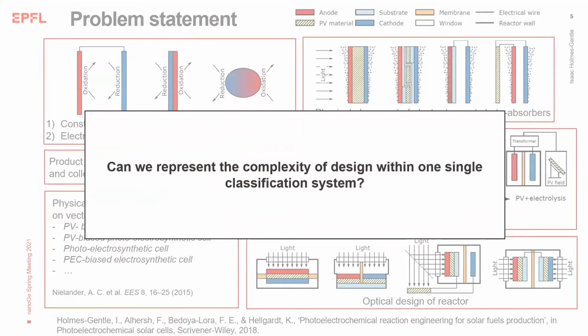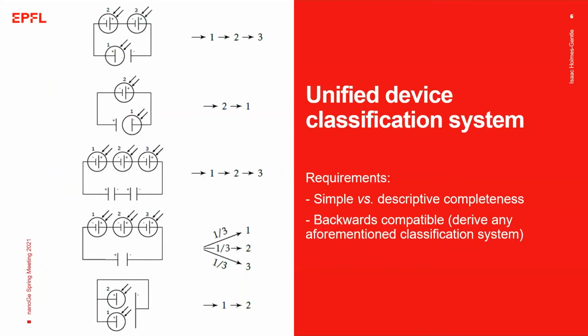So can we represent the complexity of design within one single classification system? And so that's what I'm going to attempt to do here with this unified device classification system. And the requirements for this are that it must be simple, but it also must have the ability to be descriptively complete. It also must be backwards compatible, so any of the aforementioned classification systems should be derivable.